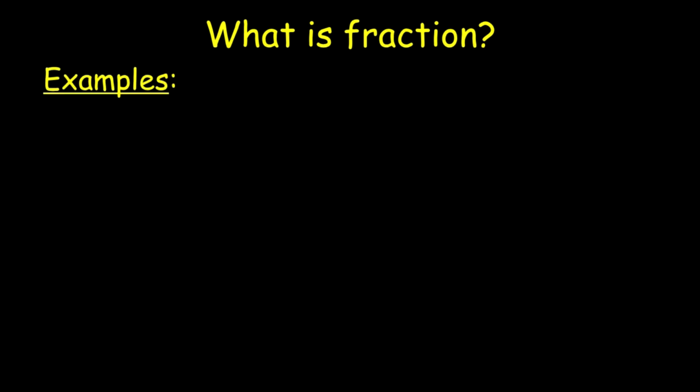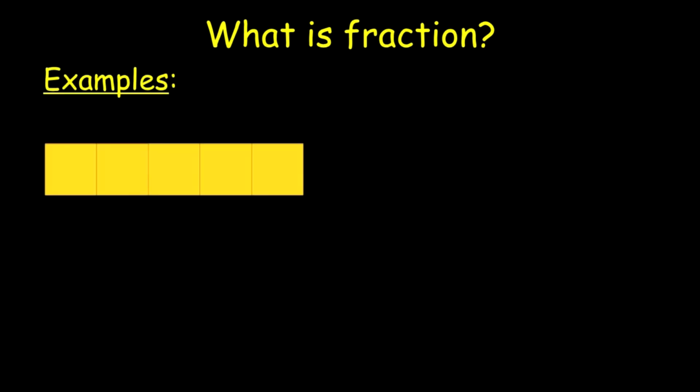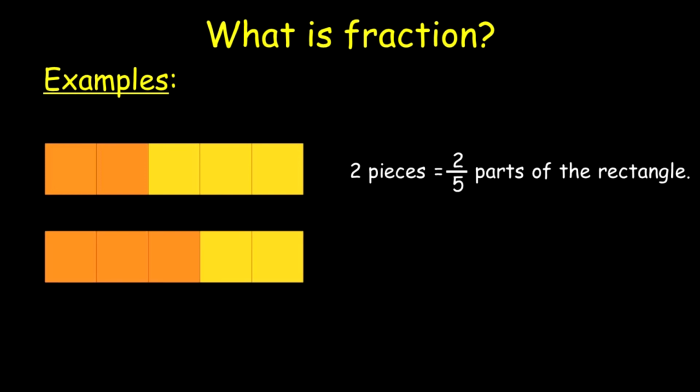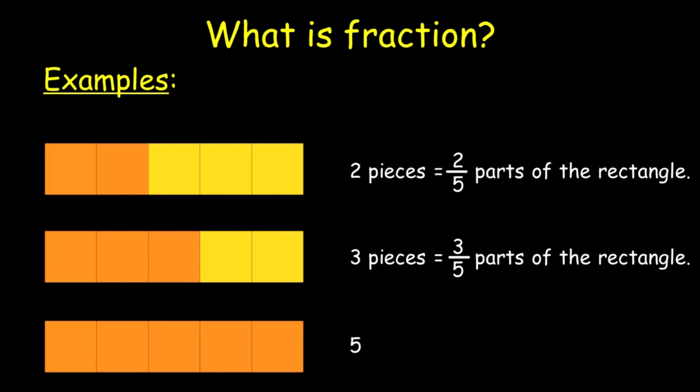And the last example for today is the rectangle divided into 5 parts equally. 2 shaded pieces are 2/5 of the rectangle. Let's shade 3 pieces of the rectangle. 3 shaded pieces are 3/5 of our rectangle. 5 shaded pieces are 5/5 of the rectangle, or one whole rectangle.